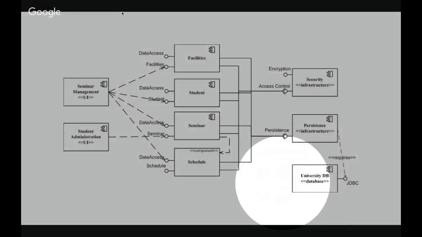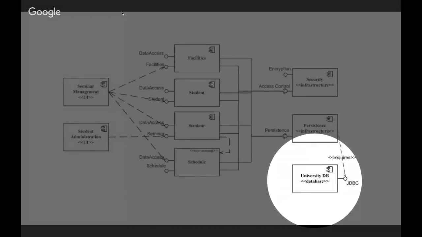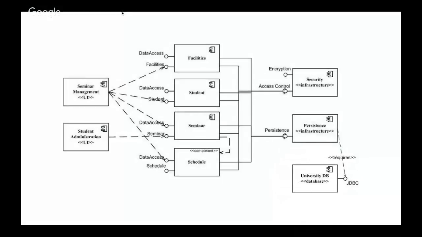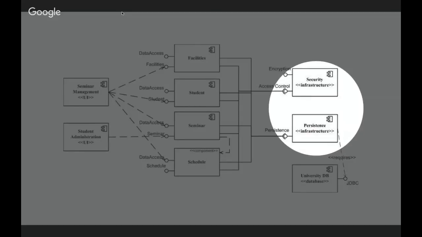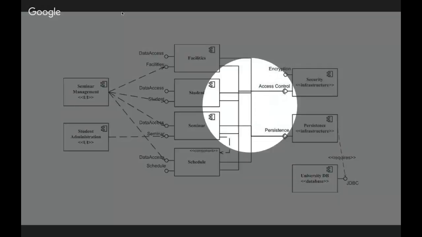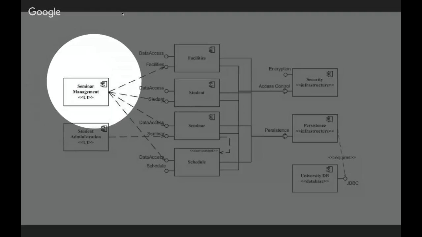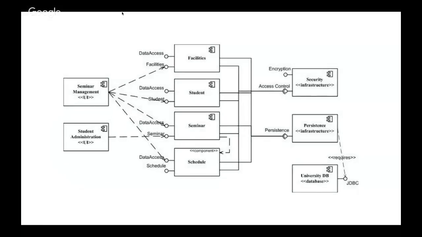So this thing down here, the University DB, that has a database stereotype. So this looks like a database, like an Oracle database. And you can see it has a JDBC interface hanging off the right-hand side. We have a couple of infrastructure components. I'm not exactly sure what that means. On the left-hand side, we have a seminar management component and a student administration component. And these are both stereotyped UI, so user interface. But I'm not sure if these are web applications, so, single page applications running in the browser or static HTML, or they could be mobile apps, or they could be desktop apps, who knows? They're just some sort of generic UI.